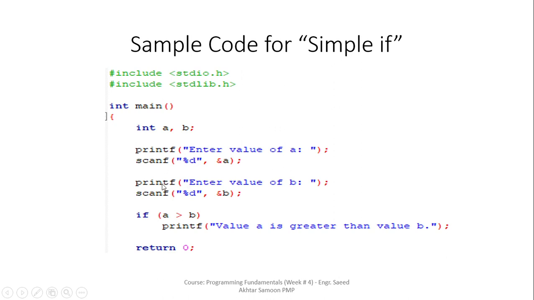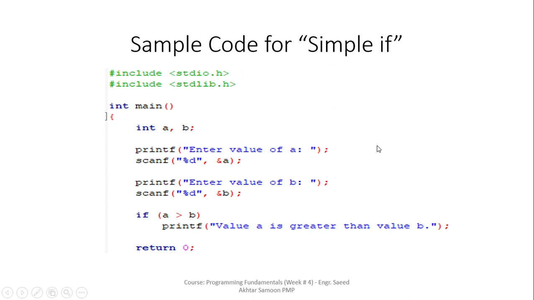And then in a similar way, we are taking the value of the b variable from the user also. So the user will enter the values of a and b, and we have only one path to consider. We have only this one if statement which will see if the value of a entered is greater than b or not. So if the value of a is greater than b, it will print on the display: value a is greater than value b. That's all.